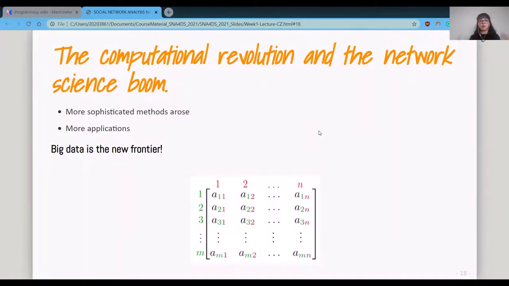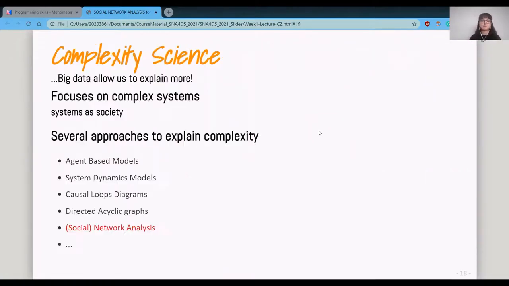Without a computer, you don't know what to do with that. You cannot possibly handle it. So now that we have computers and we have big data because we know how to collect them, now is the time for social network analysis and for computational studies. That's how the two disciplines merge into one. And that's why we are here with you all together, to learn how to deal with all this data and all these cool computers and try to do something fun and cool with them.